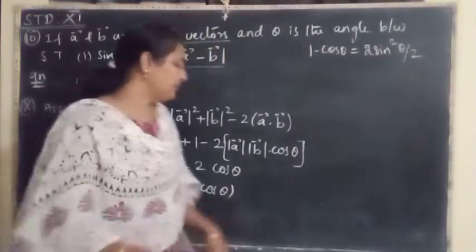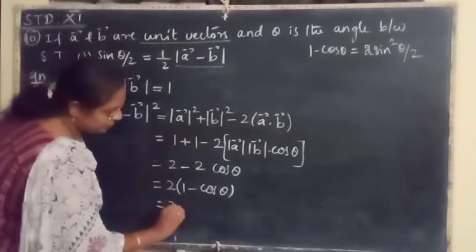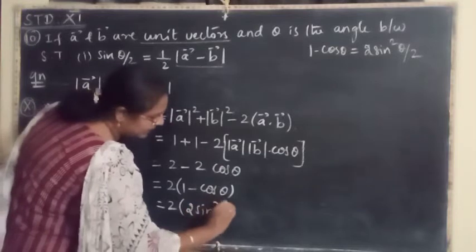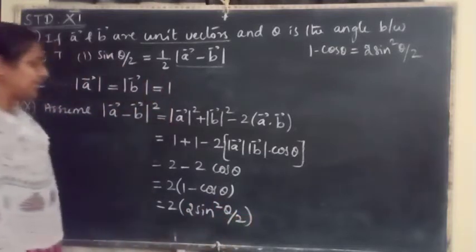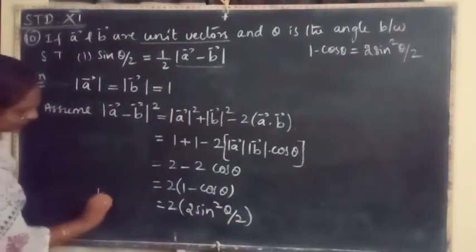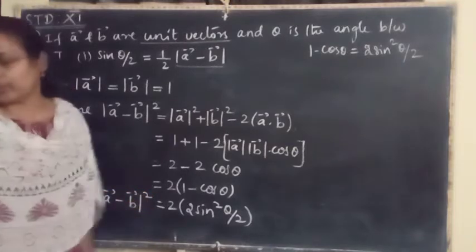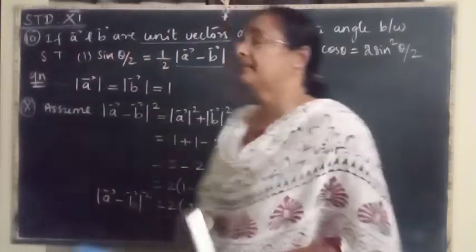So look into this. I am going to substitute. So 2 into 2 into sin square theta by 2. Yes or no? What is the value of this? Modulus of A vector minus B vector, the whole square. Okay. Now look into this.